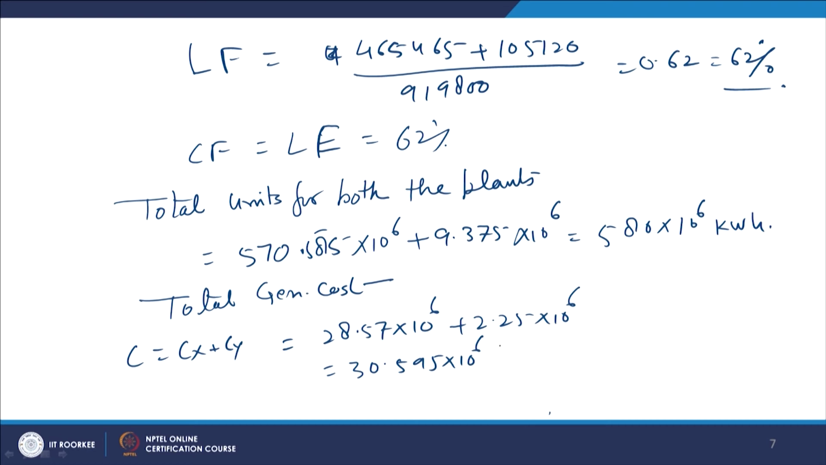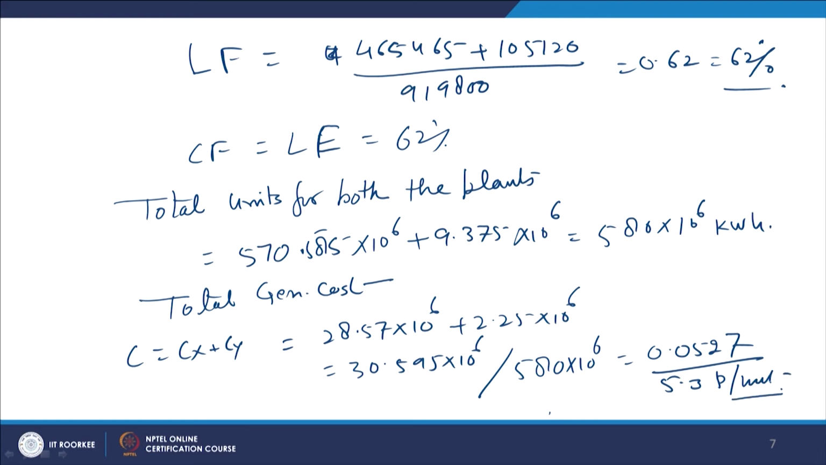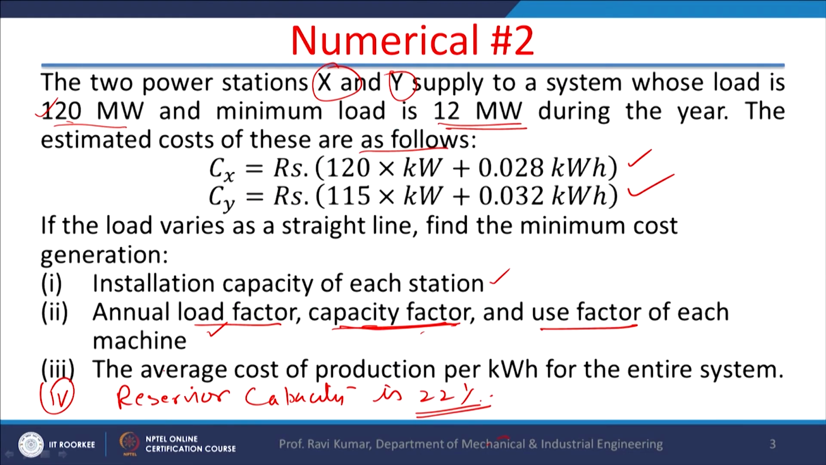And it has to be divided by, if you want to have the unit cost, then it has to be divided by 580 into 10 to the power 6, and it will come around 0.0527, or 5.3 paisa per unit or per kilowatt hour. Okay. So we have calculated the average cost of production per kilowatt hour.